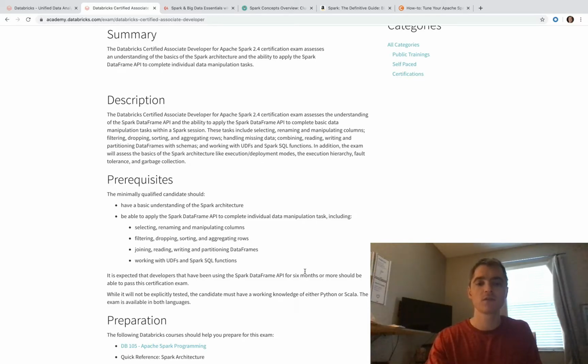I want to begin with a few resources, and the hub of your resources is going to be the official exam page. It's got everything you need to know, and it basically emphasizes you need to know the data frame API, and that includes filtering, dropping, renaming, aggregating data, reading and writing, and so on. This is all stuff that you're probably familiar with if you know Spark at all.